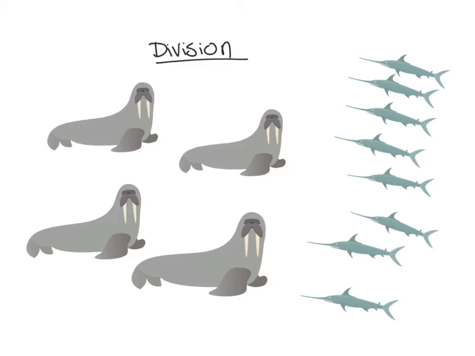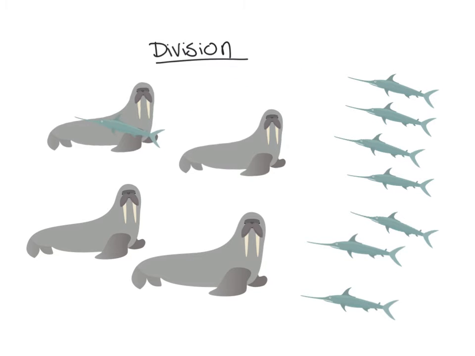All right, in this video, we're going to talk about division. So you guys should already have an understanding of what division is, but I'm just going to go through that really quickly again. So if we have these 4 walruses and these 8 fish, okay, division basically asks how many fish does each walrus get?